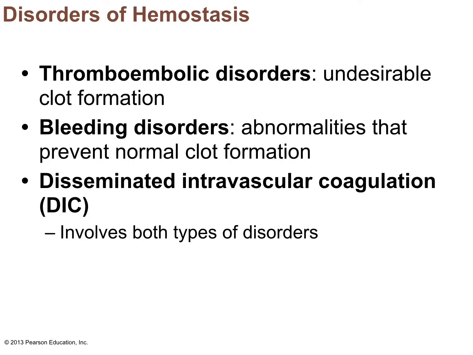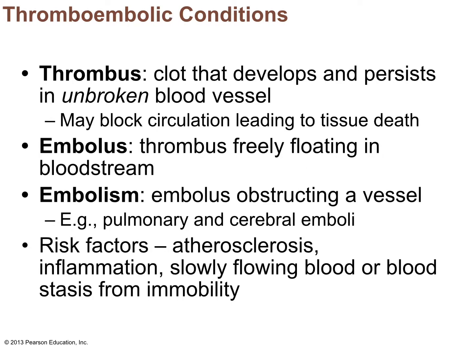Three types of hemostasis disorders are thromboembolic disorders, bleeding disorders, and DIC, which we'll cover in the following slides. Now, we said the platelets form a clot in a broken blood vessel, but if we form a clot in an unbroken vessel, it's called a thrombus. Of course, the danger with this clot is that it can block blood flow. And if you block blood flow completely, it leads to tissue death. An embolus is essentially a thrombus that has broken free and is floating in the bloodstream.